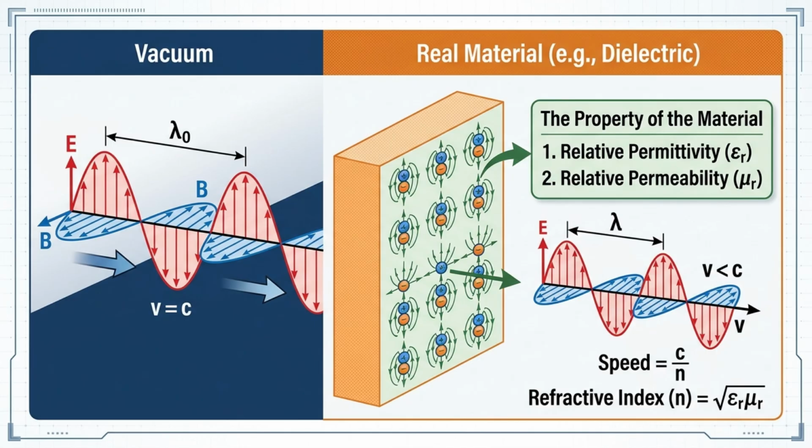In the previous lesson, we learned that electromagnetic waves do not always travel at the same speed. While waves propagate at the speed of light in a vacuum, they slow down when traveling through real materials. This observation raises an important question. What property of a material causes this change?